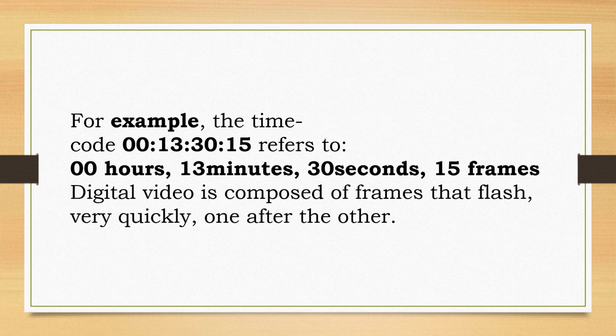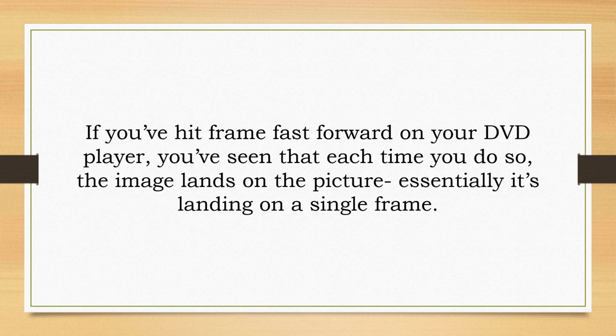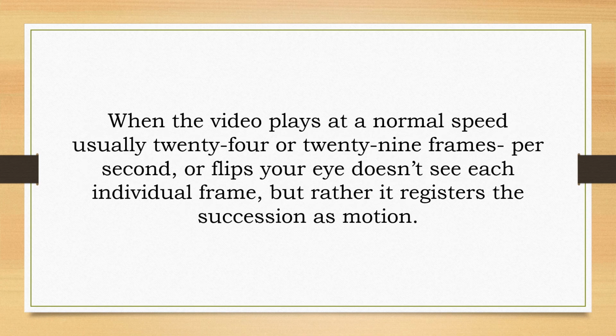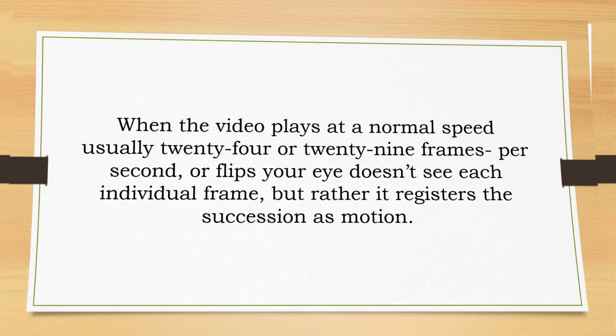Digital video is composed of frames that flash, very quickly, one after the other. If you've hit frame fast forward on your DVD player, you've seen that each time you do so, the image lands on a picture. Essentially it's landing on a single frame. When the video plays at a normal speed, usually 24 or 29 frames per second, your eye doesn't see each individual frame, but rather it registers the succession as motion.